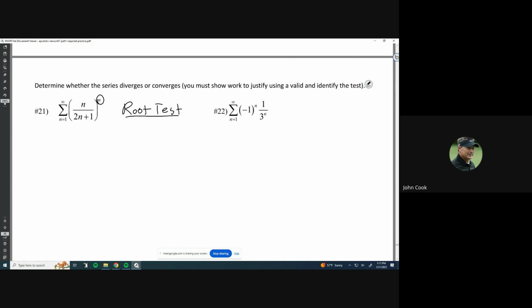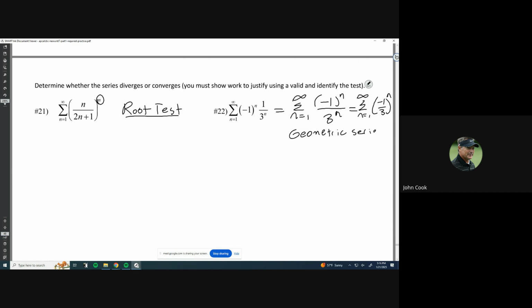22, let's see. Oh, this is kind of tricky because you think it's an alternating series because of that -1, but it's not. You can just rewrite it. So I'd rewrite this as the sum from n equals 1 to infinity of -1 to the power of n over 3 to the n. And then I can rewrite that as -1/3 to the power of n. So yeah, geometric series for this one all the way.